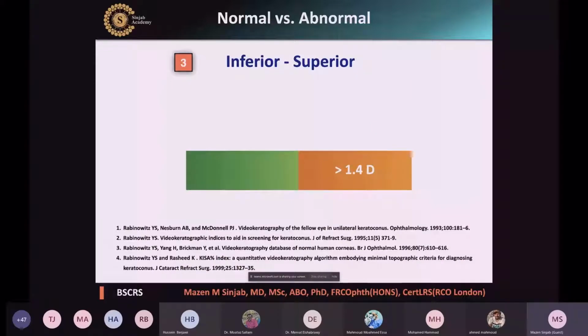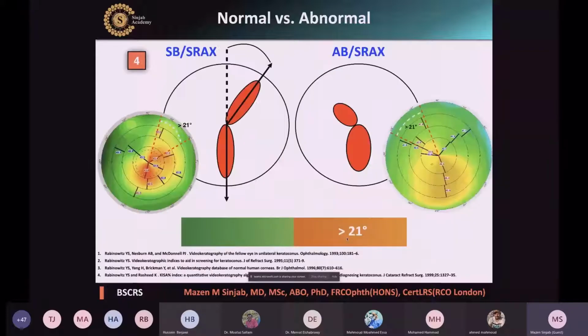We come to the skewed radial axis. If it is more than 21 degrees skewing between the superior and inferior segments of the bow tie, then it is considered abnormal, but the astigmatism should be at least 1.5 diopters in order to consider it significant. So if there is more than 21 degrees, but the topographical astigmatism, not the manifest, is less than 1.5 diopters, then we can ignore this 21 and above.